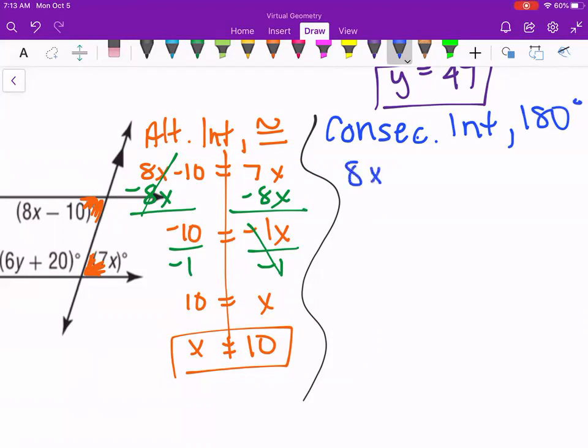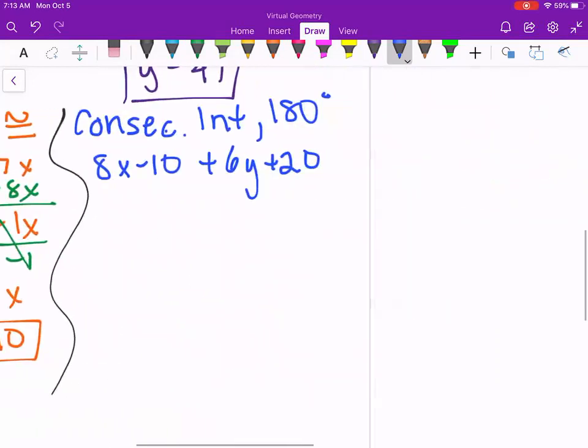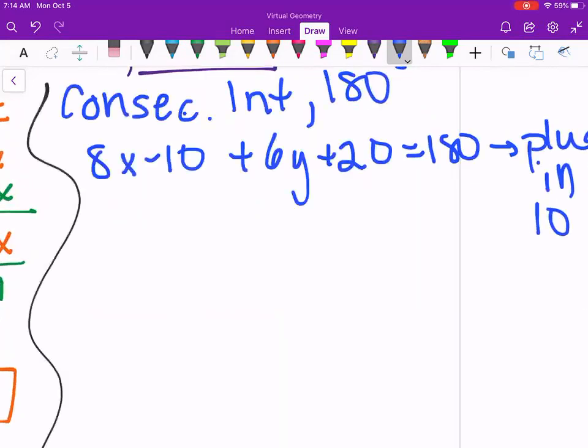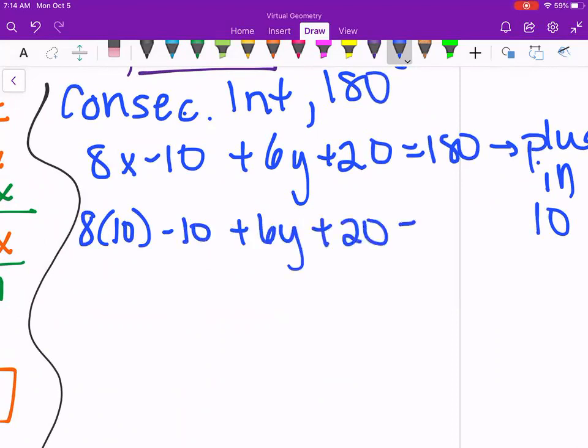So our 8x minus 10, first angle, plus the second one, are supposed to be 180. And like before, we are going to have to plug in the 10 that we just solved for our x. So 8, x was a 10, and then minus 10 plus 6y plus 20 equals 180 degrees. And let's keep solving this. Sorry, that was not very straight at all. There we go. All right, 8 times 10 is an 80.